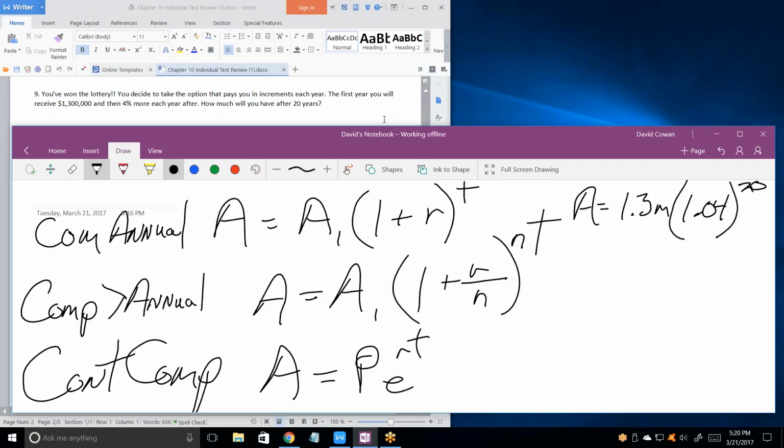Now, you can get that number out of a calculator, right? Easy enough. The way I do it is take 1.04 to the 20th power, take whatever number I come up with, multiply it by 1.3 million. What do you get?